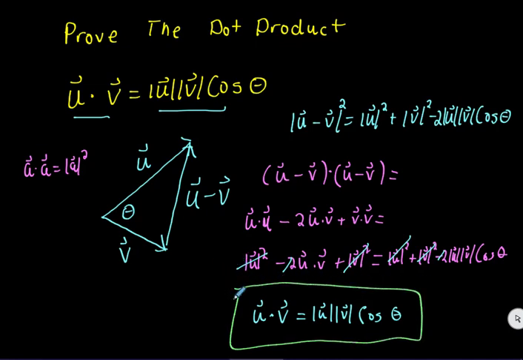And mind you, this is what we call the geometric dot product. And we're going to learn in the next video, there's another formula for the dot product, and that's the algebraic formula for the dot product.